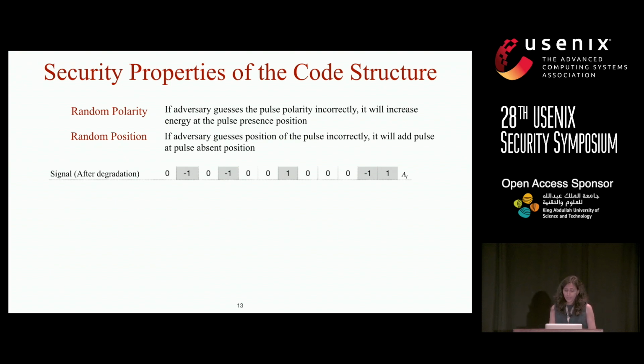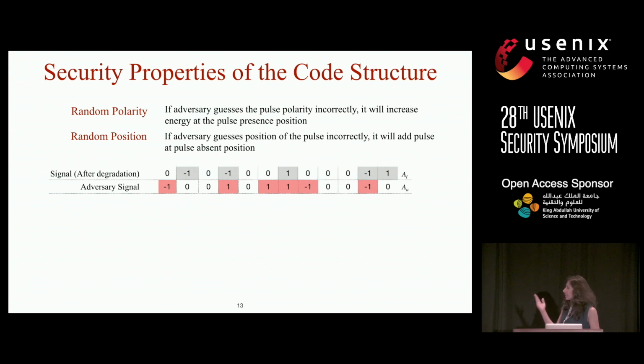So let's see what the attacker will do. We have our signal. After degradation, this was the signal we were expecting. The attacker tried to send a signal with the same energy, but he does not know the phase of these pulses. He does not know the position of these pulses. He will just randomly send them at some places.